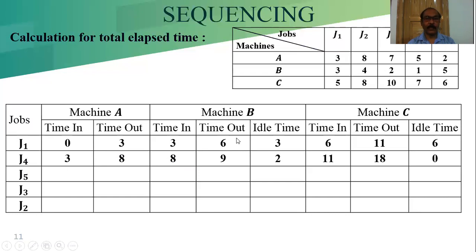And job 1 completed in machine B in the 6th hour. That means this difference is the time machine B is idle for job 4. So what is the idle time? 8 minus 6. That is 2 hours of idle time for machine B.